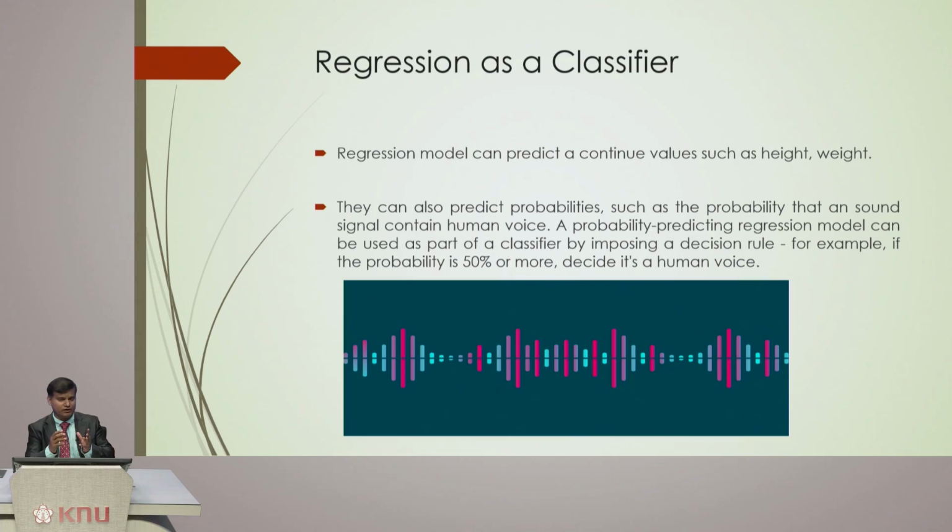For example, if the probability is more than 50%, we decide that it is a human voice. Though at times regression can slightly be used as a classifier, we have specific models for classifiers. They are very unique and they are more efficient. Let's see about those classifier models.